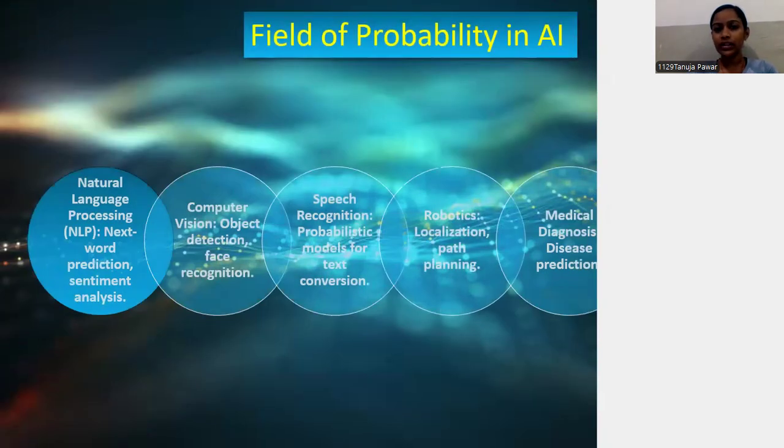Then there are some fields of probability in AI. First one is natural language processing (NLP), in which we have next word prediction and sentiment analysis. Then computer vision, in which object detection uses face recognition. Speech recognition uses probabilistic models for text conversion. Robotics uses it for localization and path planning, and medical diagnosis for disease prediction.